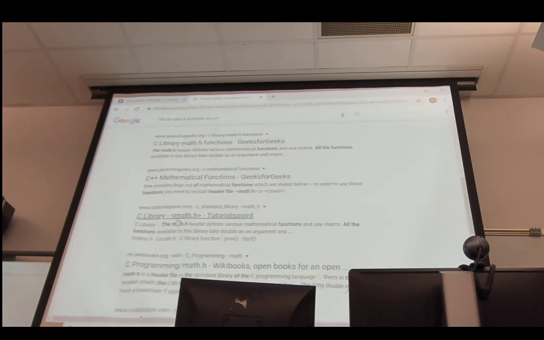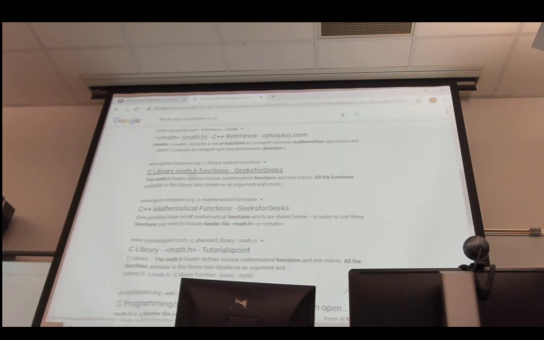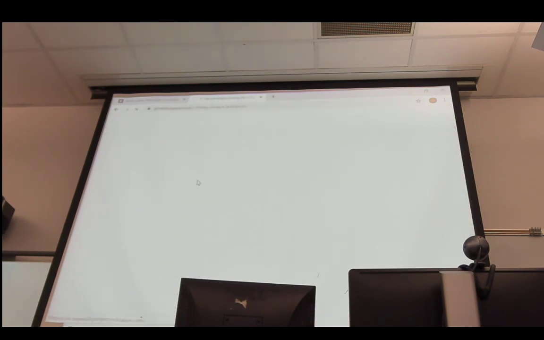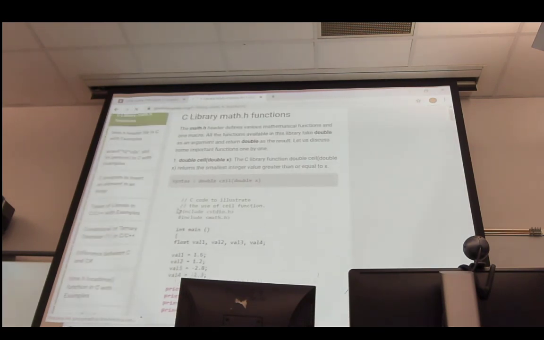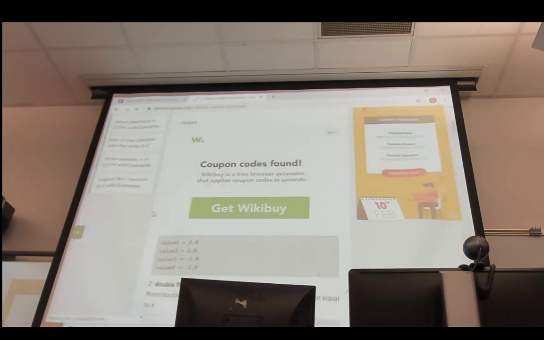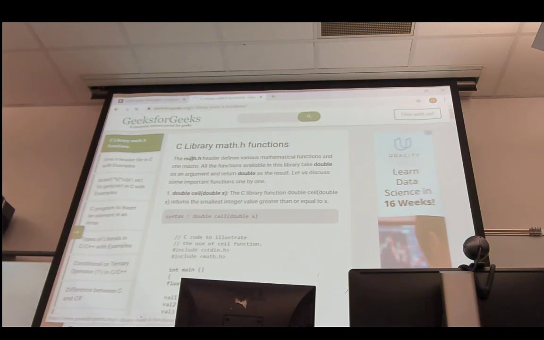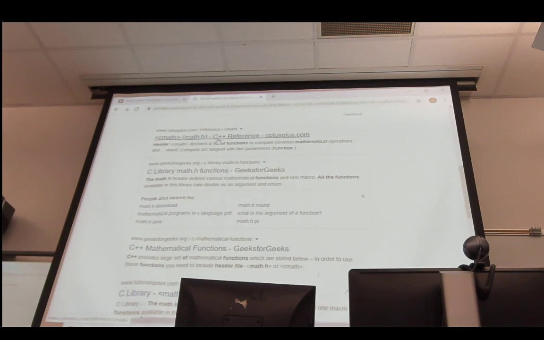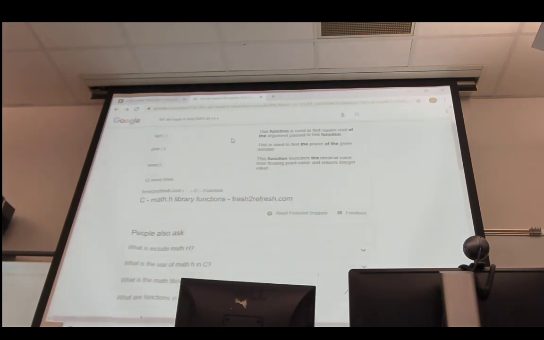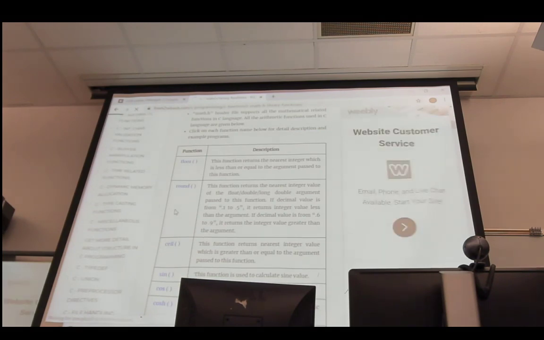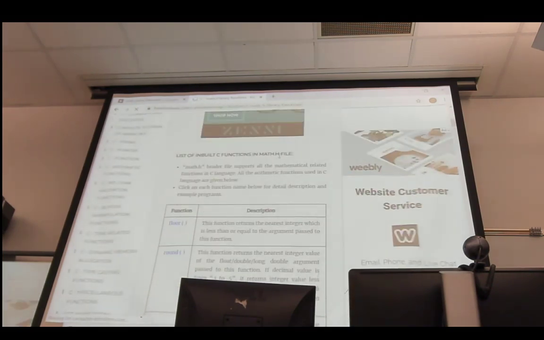Alright, so okay, library, let's see, functions, library. I want to find the library. I don't want to see that. I want to see the actual library function. There we go. Let's see, functions, built in, math.h, yeah.